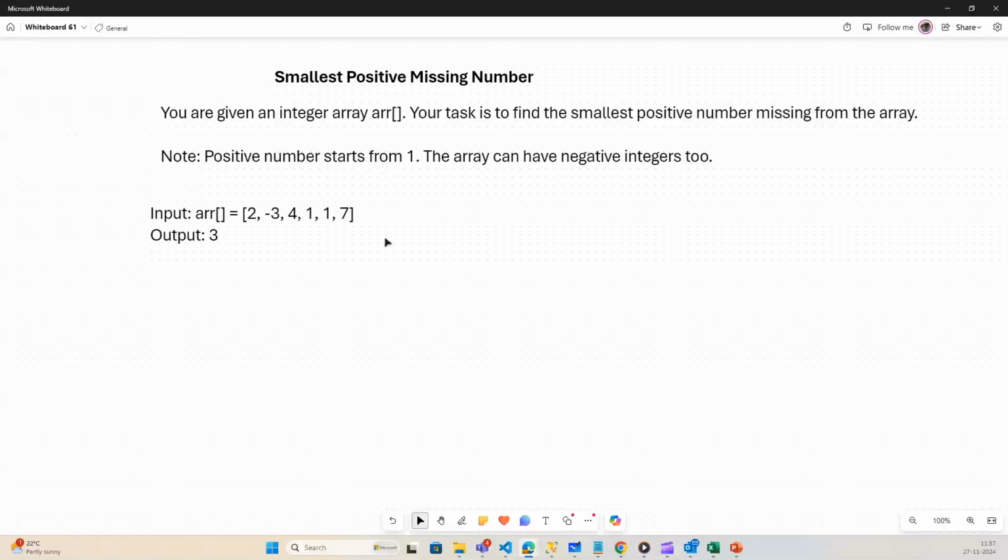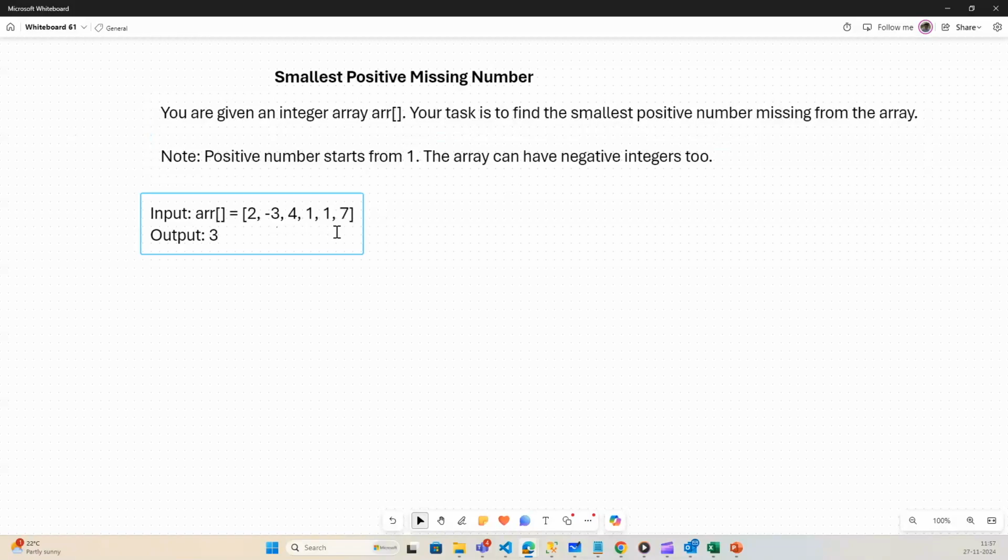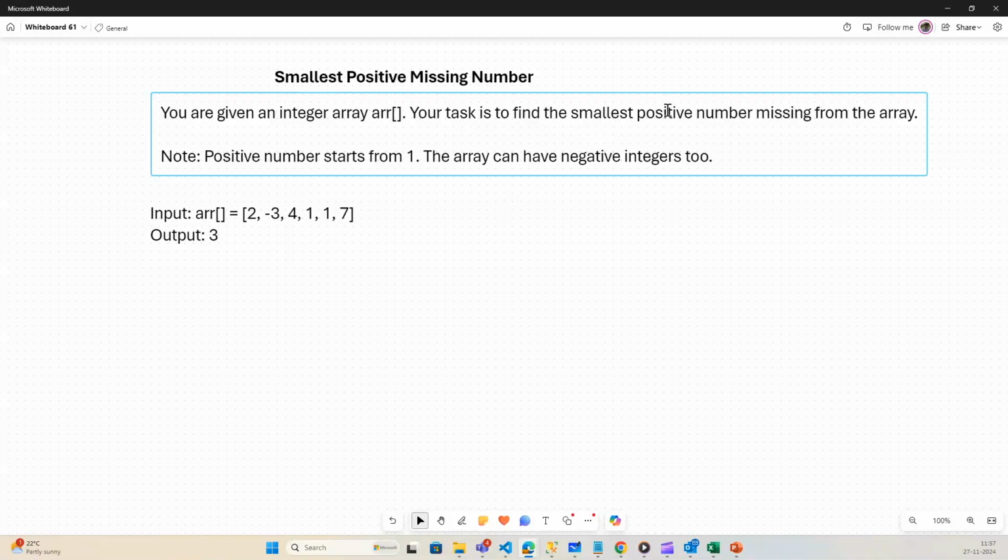All right, so let's see this particular question now. In this question, we are given an integer array, and what we need to do is find the smallest positive number that is missing from this array. This array can have negative numbers or zeros, anything is possible. We just need to return the smallest positive number that is missing from this array.